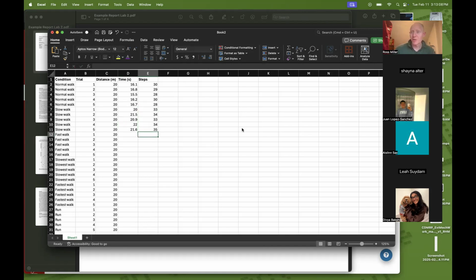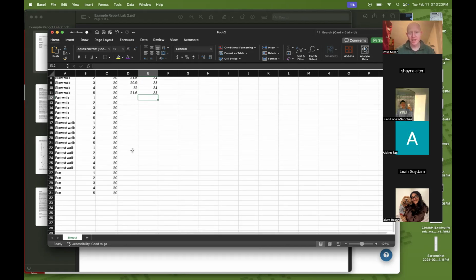Again, I'm just making up numbers here, but you'll have actual measurements that you hopefully took in the lab last week that you'll populate each of these trials for each of these conditions with. Okay. I'm going to stop there just for the sake of time, but for yours, you'll fill in all of these here.